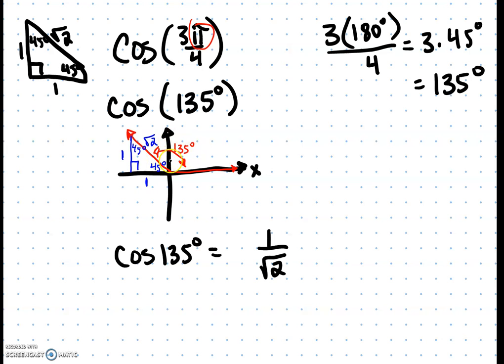My last step, I need to decide whether it's positive or negative. I know it's a second quadrant angle. All students take calculus, A, S, T, C. That's S up in that second quadrant. That means that only sine is positive, so my cosine is going to get a negative.